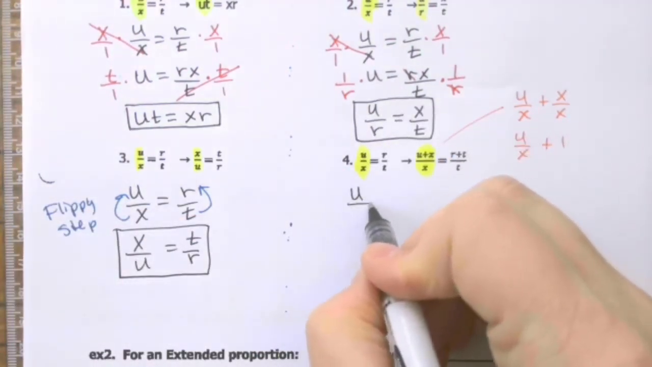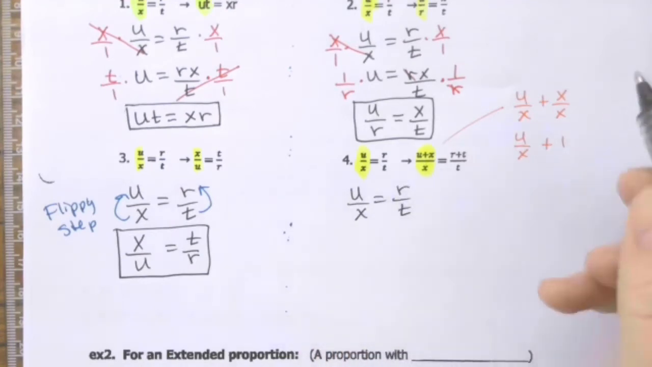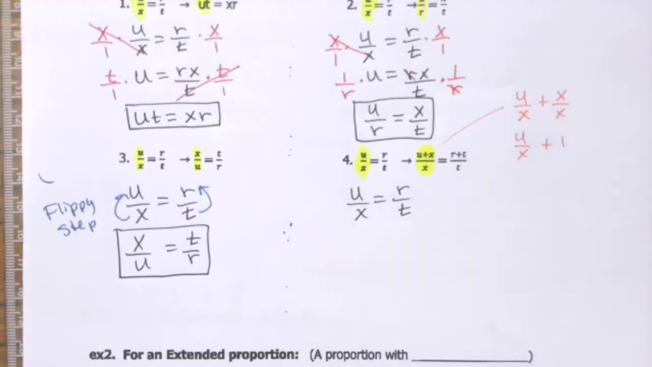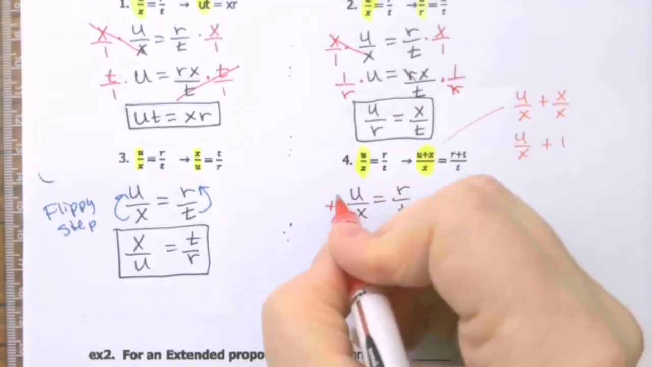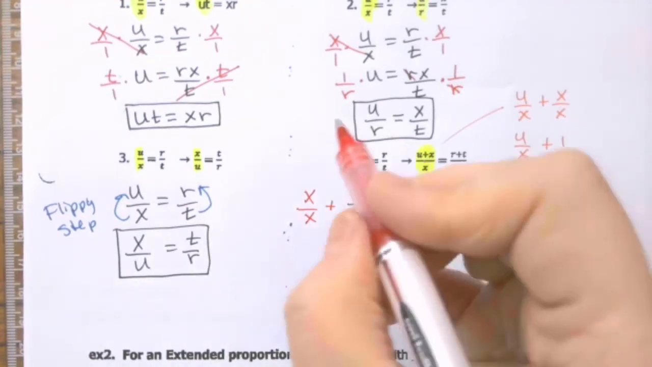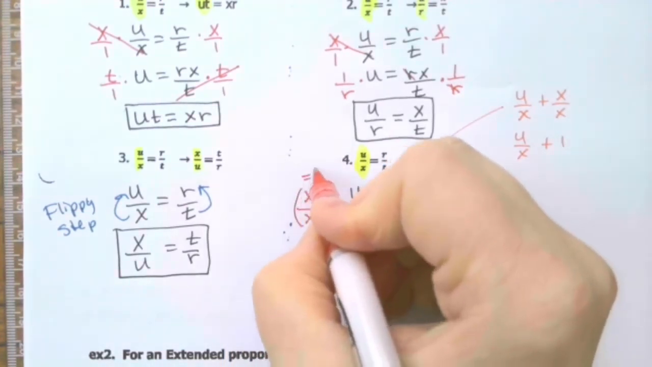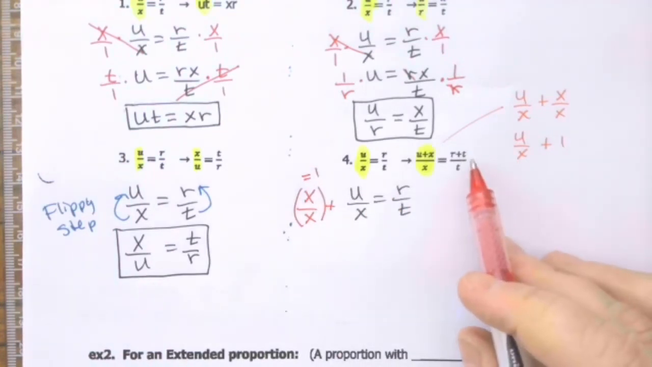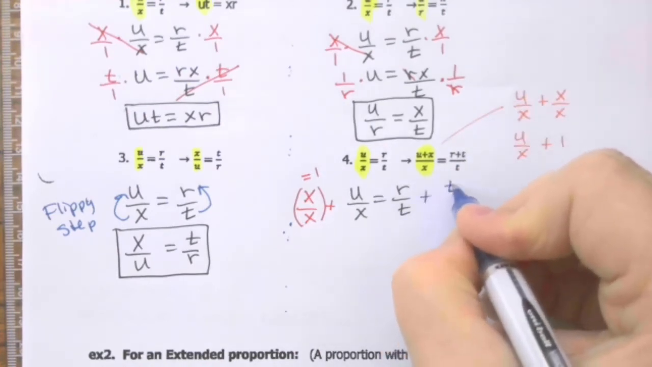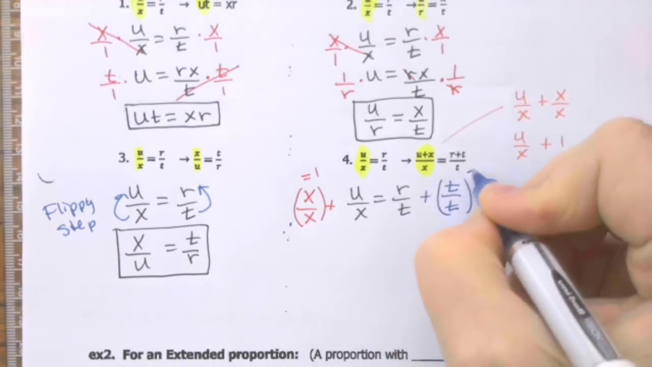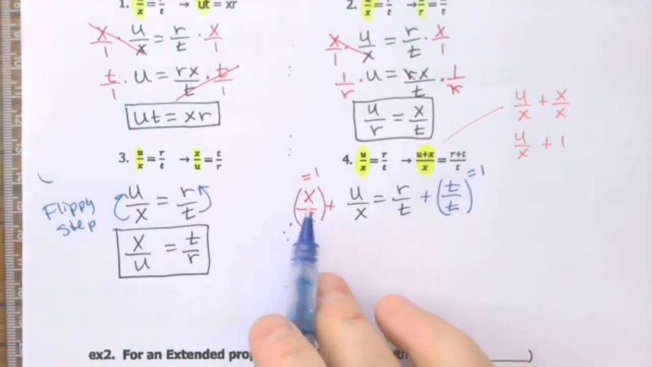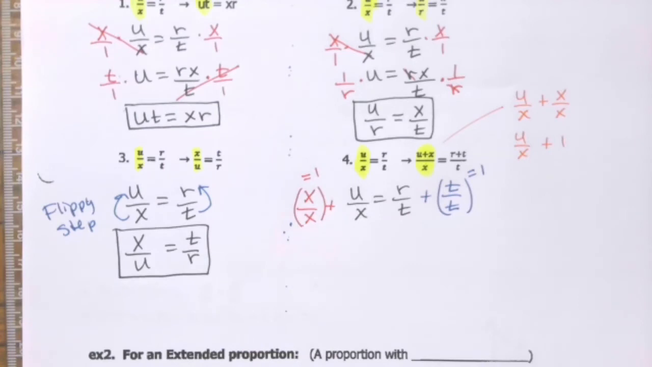So let me rewrite this. u over x equals r over t. So to get this second x, I need to add x over x to the left. And then here's where it's kind of weird. x over x is equal to 1. On the right side, I need it to have a t over t, not an x over x. So I can actually add a t over t because it is also equal to 1. So I've actually added 1 to both sides. It's just one of them with x's, the other one with t's.